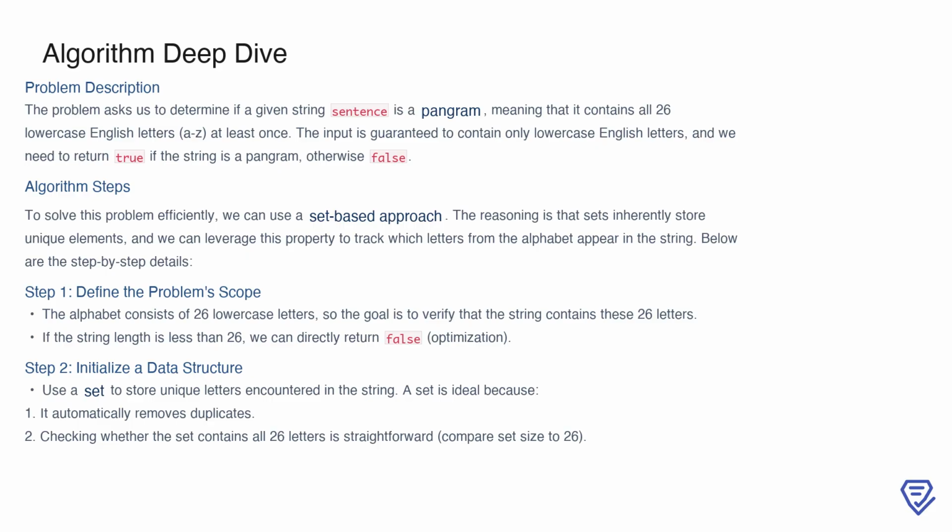First, we clearly define the scope of the problem. Since the alphabet has 26 letters, our goal is to ensure that the string contains these 26 unique letters. As an initial optimization, we can immediately return false if the string length is less than 26, as it's impossible for it to be a pangram. Next, we initialize a set to store the unique letters we encounter in the string. This is particularly useful, as sets automatically handle duplicates and allow us to efficiently check whether we have all 26 letters by comparing the size of the set to 26.